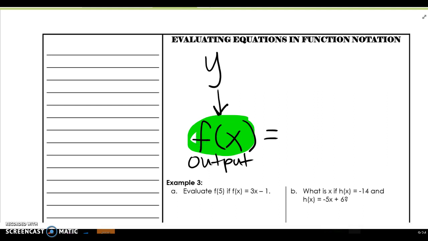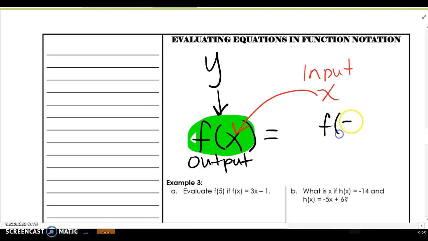The input is still x, which is the number inside the parentheses. So if you were given f of 5, then you would know that x equals 5. And you would be asked to find what f of x is, or what is y when x is 5. So this would be giving you the input of 5.